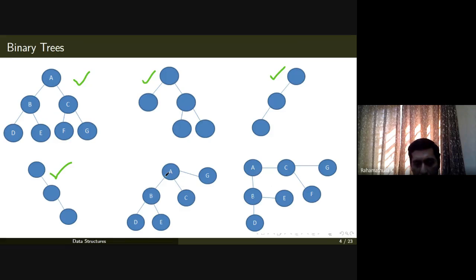What about this? For this node, you have degree 3, degree 2, degree 2, degree 0. But this has degree 3, so this is not a binary tree.